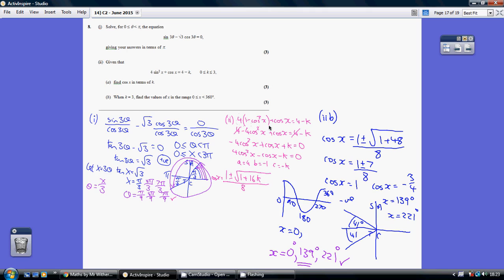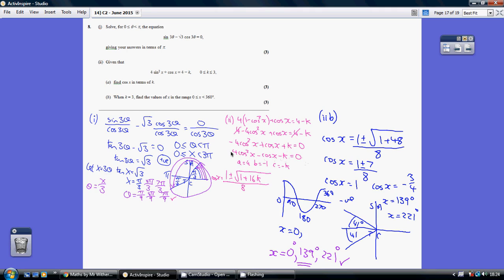Then multiply out the brackets, we see the 4's cancel. I've then made it equal to 0 by adding k to both sides, and then to make it easier to consider the quadratic equation, I've chosen to multiply through by minus 1, so basically change each of these signs. So I get 4 cos squared x minus cos x minus k equals 0.